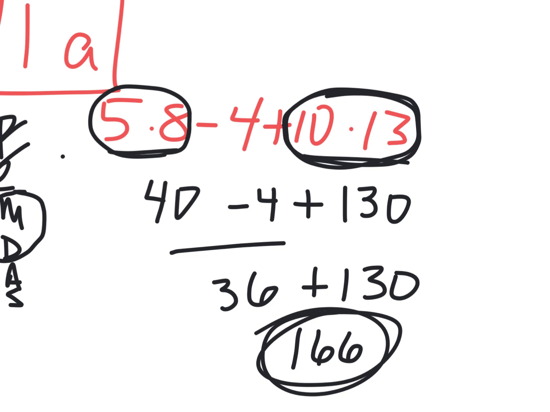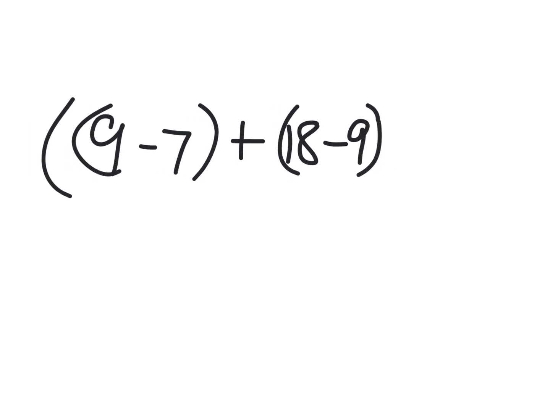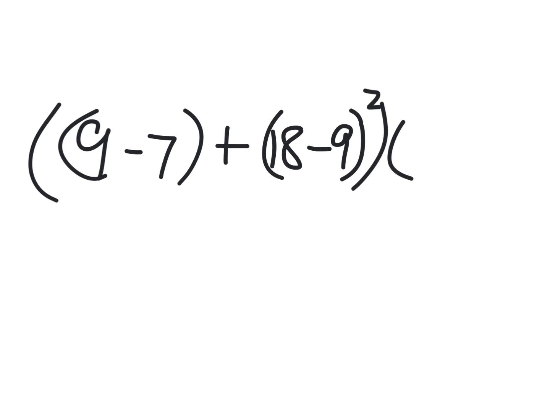Let's go to a little more complicated one. I'll help you with one more. Would you read me C? It's got a parentheses and then 9 minus 7. Like that. And then what? Plus in parentheses 18 minus 9. In parentheses again? And then it's to the power of 2. Like that? Yeah, and then another parentheses. It closes the parentheses. Got you. Thank you. And then plus 5. Awesome.